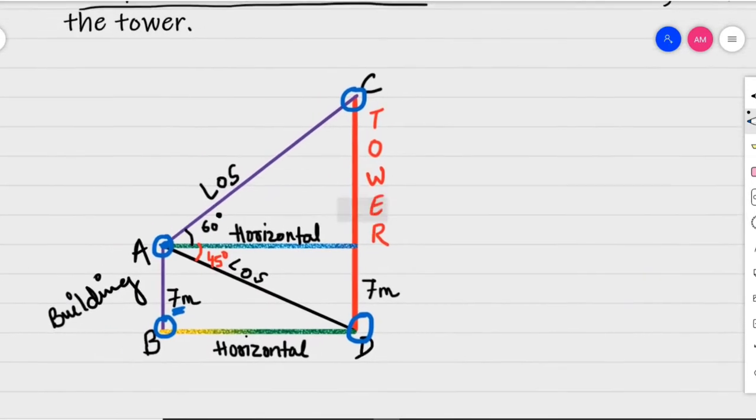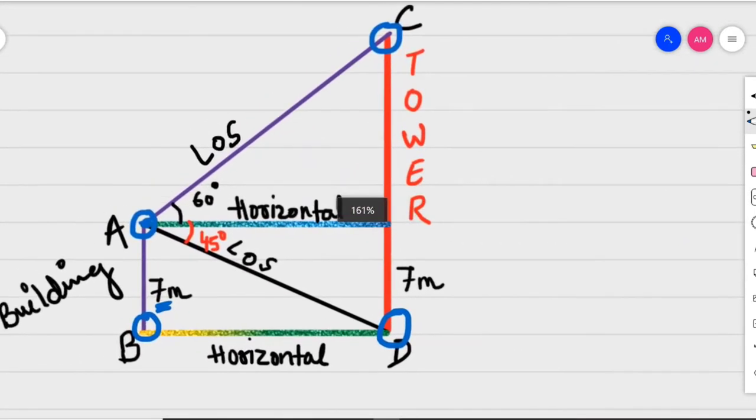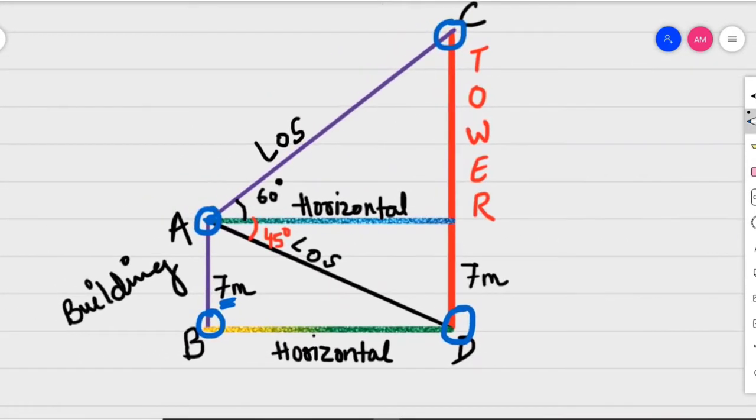Now what is angle of depression and angle of elevation? Children, first of all see this. Whenever you are looking up, this is your line of sight, AC is your line of sight. From A you have to draw a horizontal line, and the angle between the horizontal line and the line of sight will be your angle of elevation, so this is 60 degree. Okay. Now angle of depression is 45 degree.